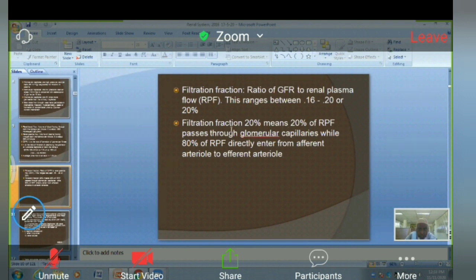The filtration fraction of 20% means that 20% of the renal plasma flow enters the glomerular capillaries for filtration, and 80% passes from the afferent arteriole to the efferent arteriole. It is filtered in the glomerular capillaries, then subsequently reabsorbed, and there occurs secretion in the renal tubules. Okay, then ultimately it passes into urine.